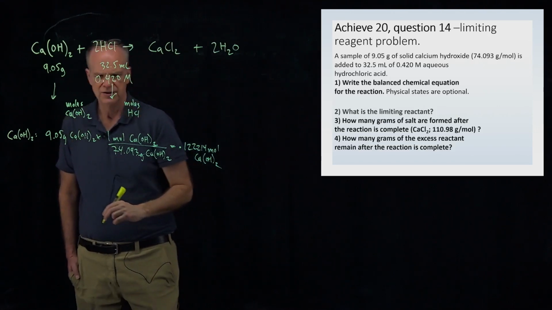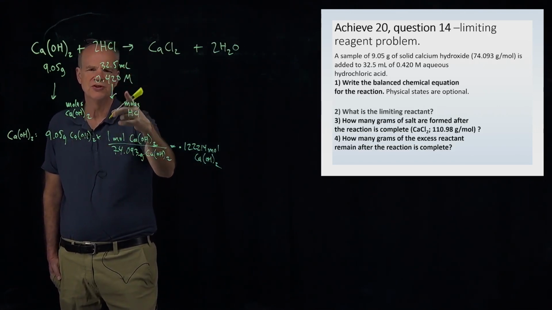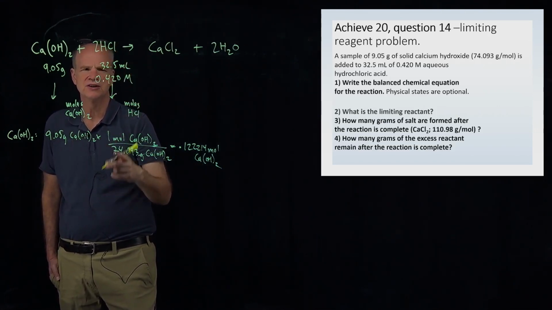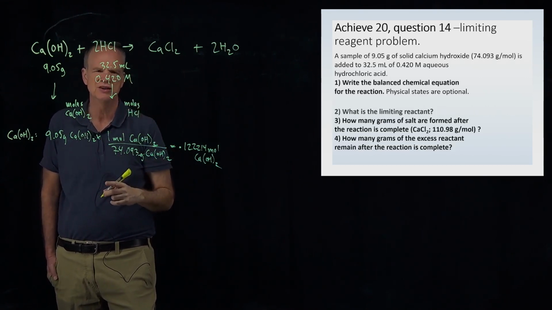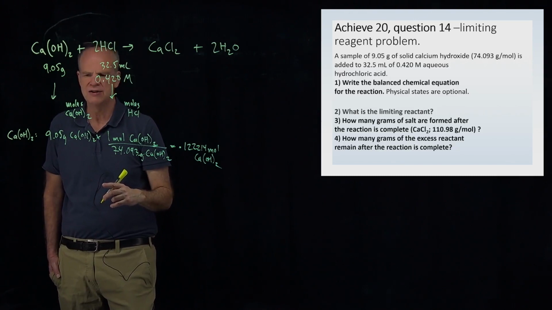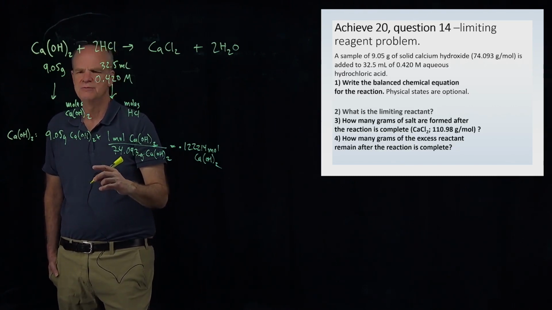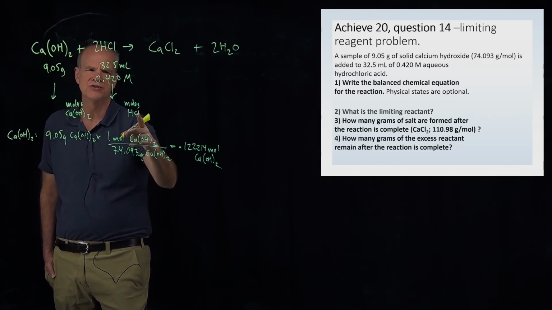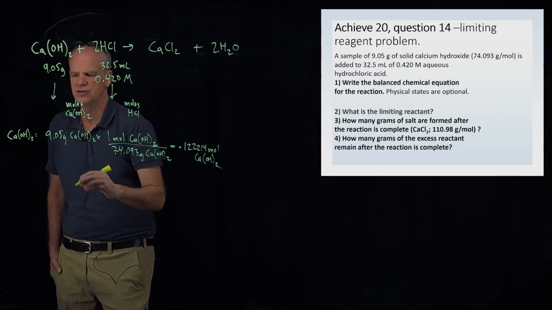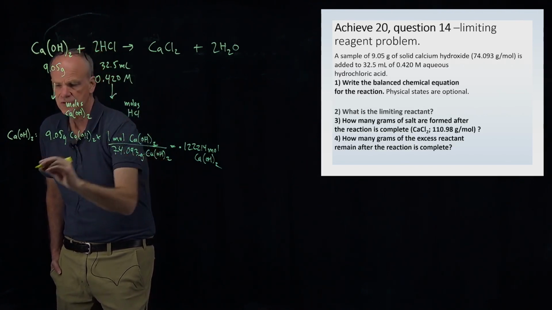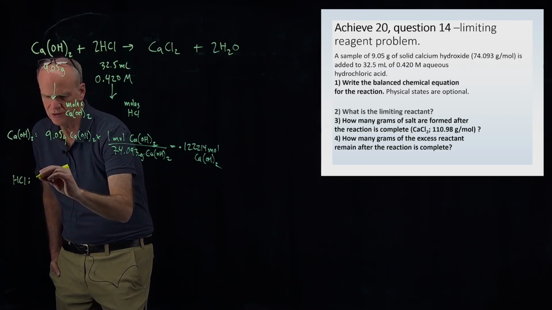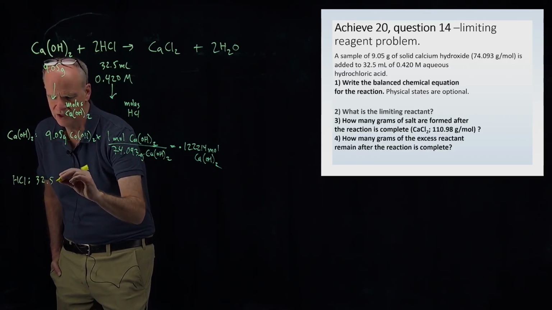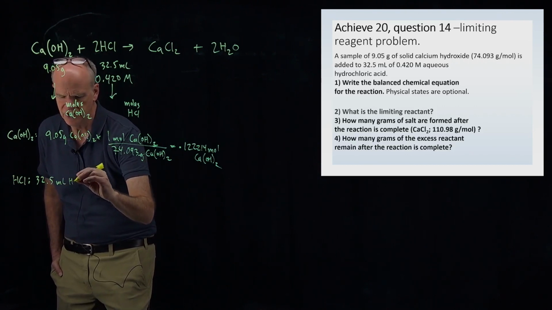All right. So now we have to figure out the moles HCl. That's a little bit trickier because we're not given a mass of HCl. Instead, we're given a volume and a concentration. So let me show you how I would deal with this. What we need to figure out is the moles of HCl. So first let me write HCl here. I'll take the 32.5 milliliters of HCl.